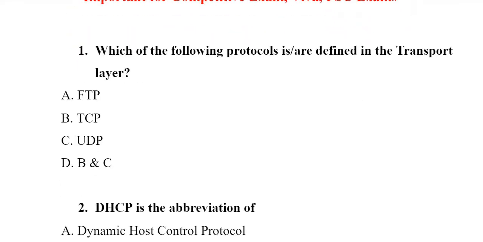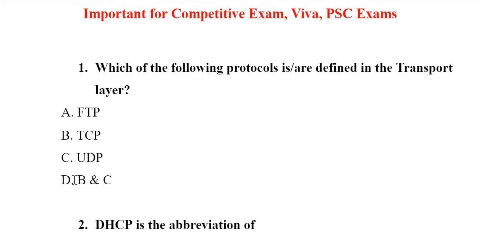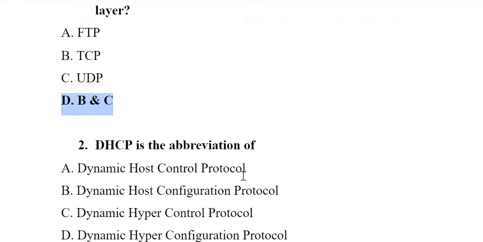So first question is, which of the following protocols are defined in the transport layer? Option A is FTP, file transfer protocol. This is an application layer protocol. Next is TCP, transmission control protocol. This is a transport layer protocol. Next is UDP, user datagram protocol. Even this is a transport layer protocol. So our correct answer is B and C. So option D, that is B and C, is the correct answer.